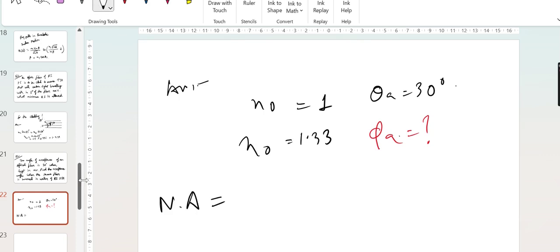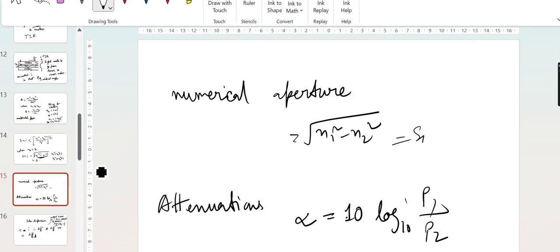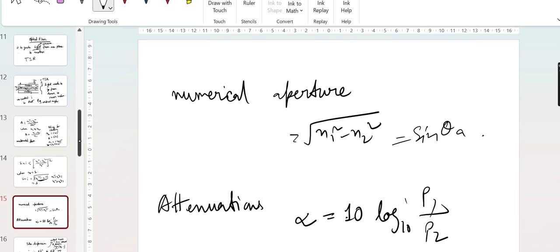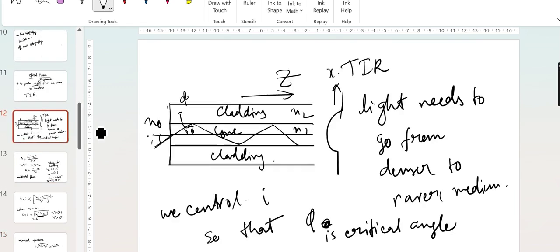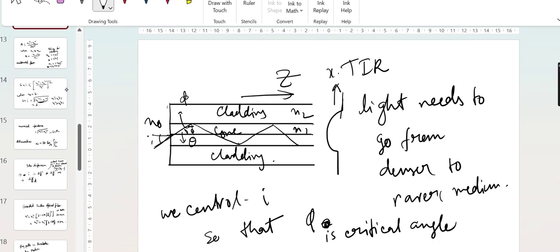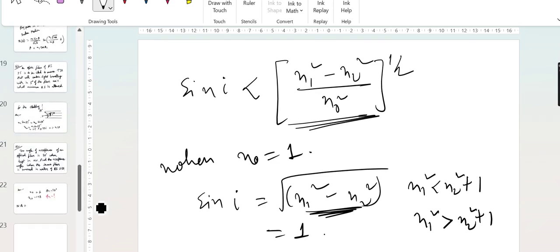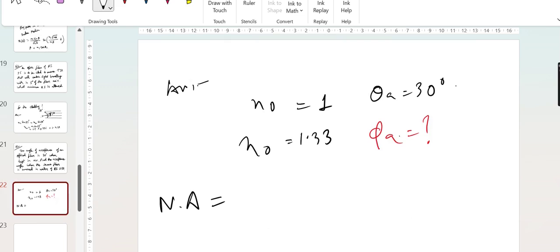So the NA, this value is basically sine theta A. When we look at the calculation, this is theta, this is theta, this is the acceptance angle. In the calculation, we'll get to know this comes from the cos theta part, and this is basically sine theta.